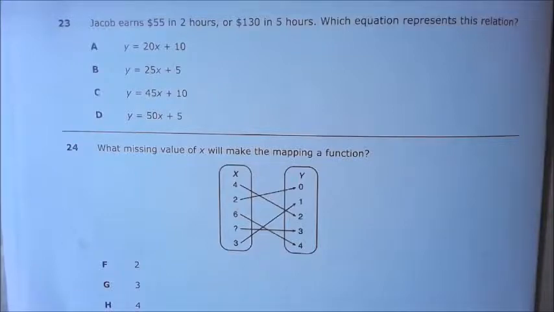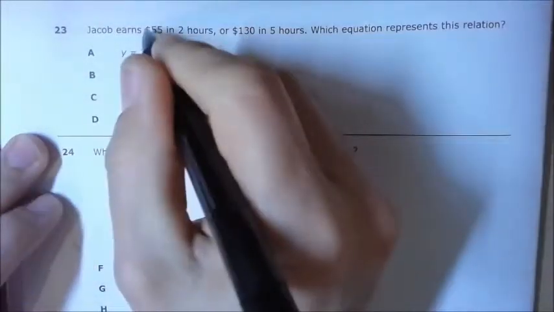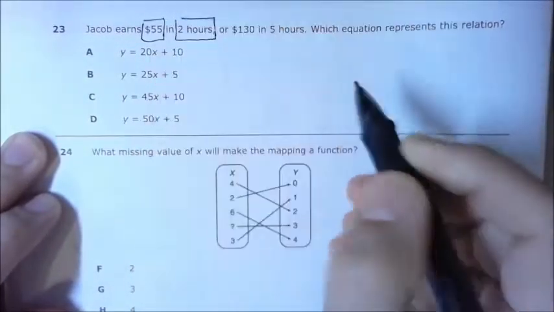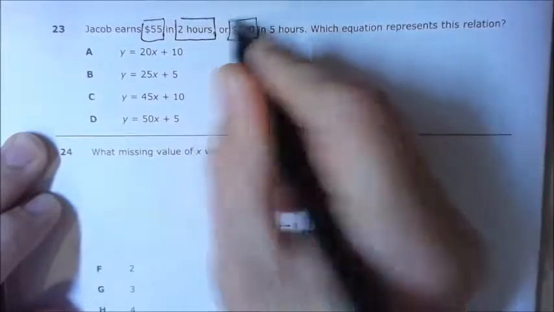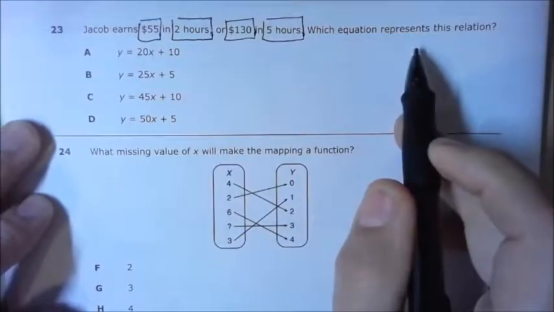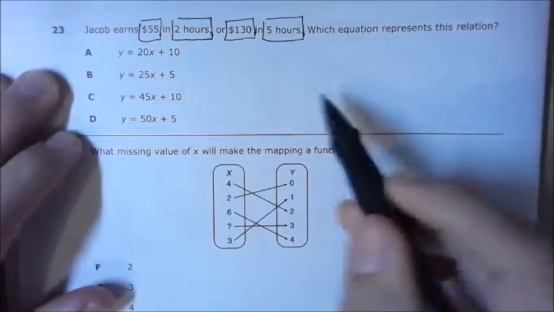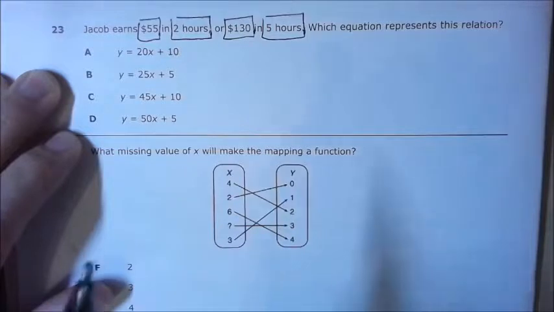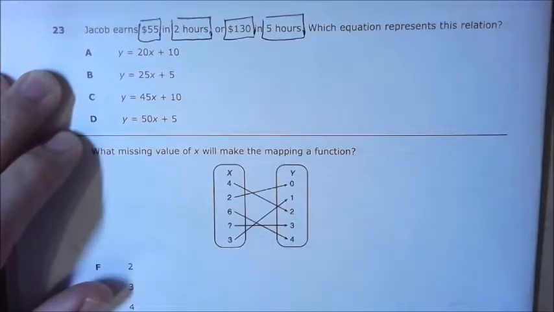Alright, let's take a look at number 23. It says Jacob earns $55, we're going to box it, in 2 hours, or $130 in 5 hours. Which equation best represents this relation? I noticed that a decent amount of the class got this question wrong. I was a little surprised, but let's look back over it and see which one makes sense.